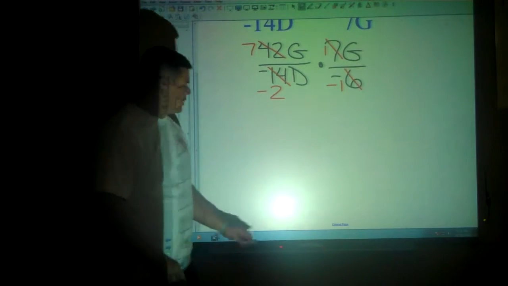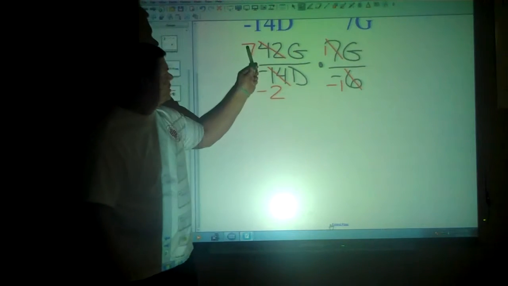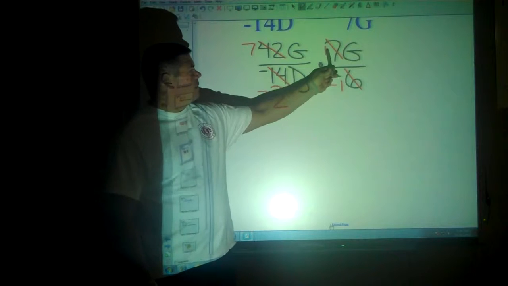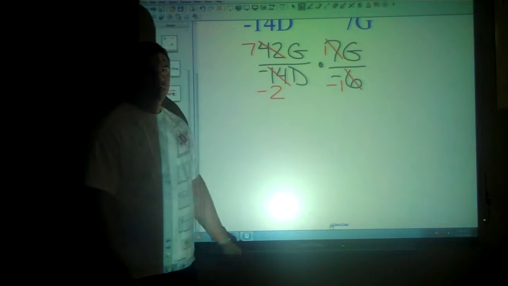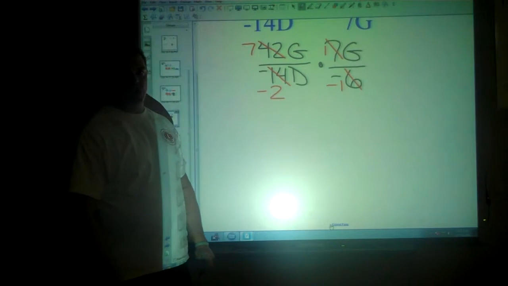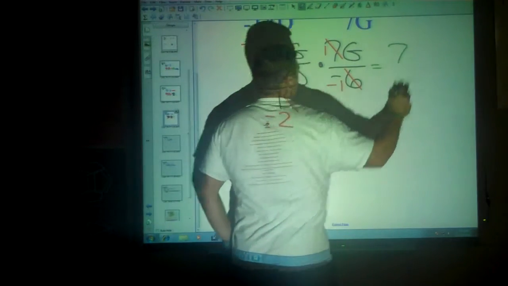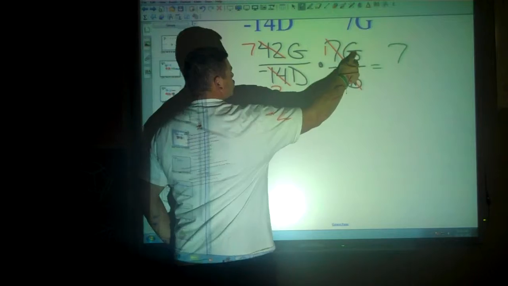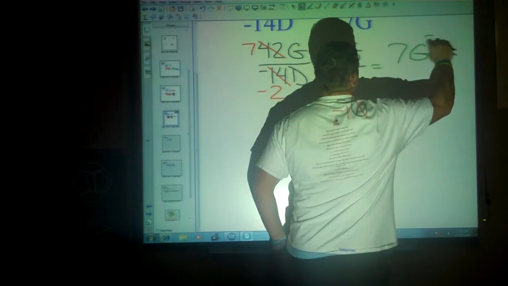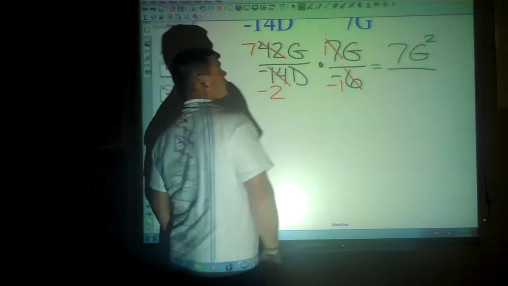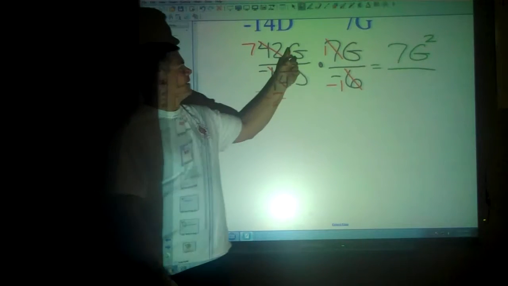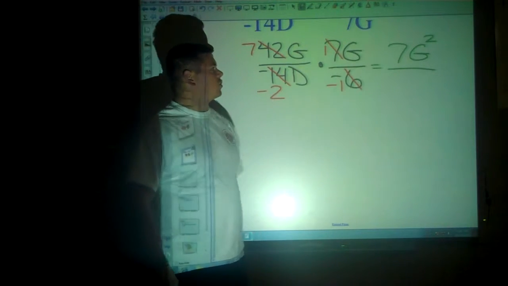And fractions multiply straight across, so this 7 and that g have to multiply by that 1 and that g. 7g times 1g. 7 times 1, the coefficients times each other, will make 7. But don't forget, g times g makes g squared. Absolutely crucial. Many people forget g times g makes g squared.